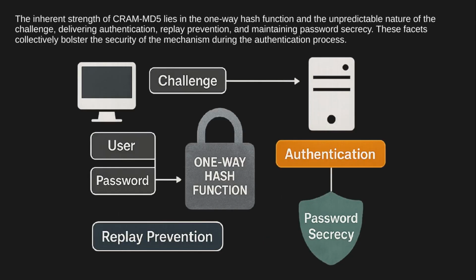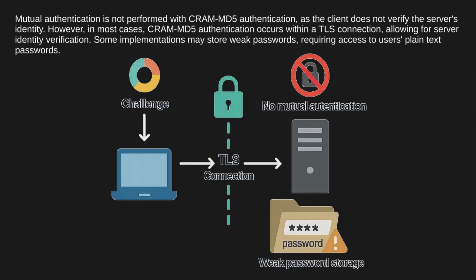The inherent strength of CRAM-MD5 lies in the one-way hash function and the unpredictable nature of the challenge, delivering authentication, replay prevention, and maintaining password secrecy. These facets collectively bolster the security of the mechanism during the authentication process. Mutual authentication is not performed with CRAM-MD5 authentication, as the client does not verify the server's identity. However, in most cases, CRAM-MD5 authentication occurs within a TLS connection, allowing for server identity verification.